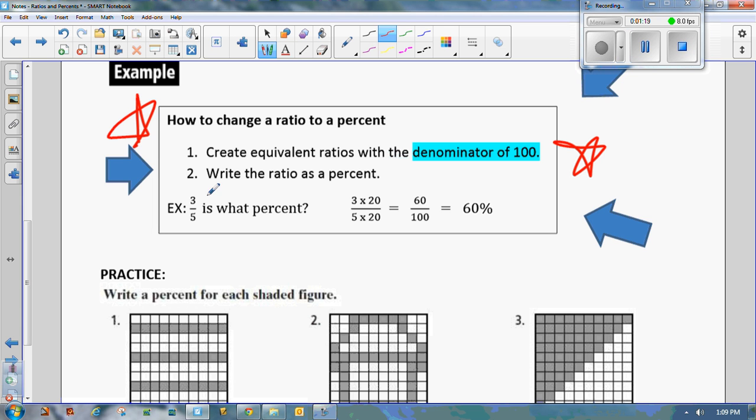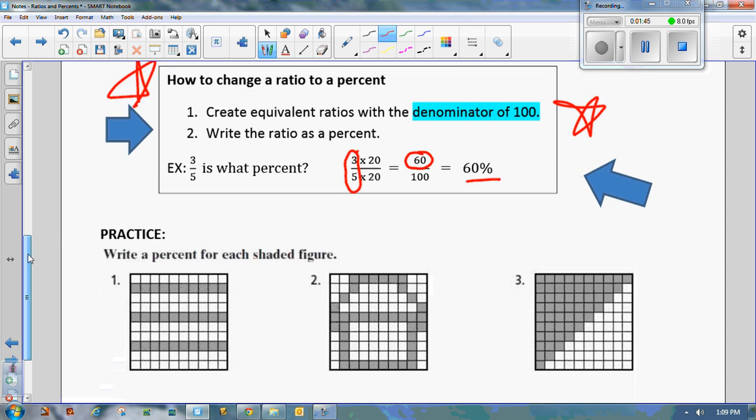So for example, we have 3 to 5. This is in fraction form, and they're asking us, 3 to 5 is what percent? So we take 3 to 5, and we make that equivalent to something over 100. Well, I know that 5 times 20 gives us 100, so we take 3 times 20, which gives us 60. So that value would be 60 over 100, which is 60%.